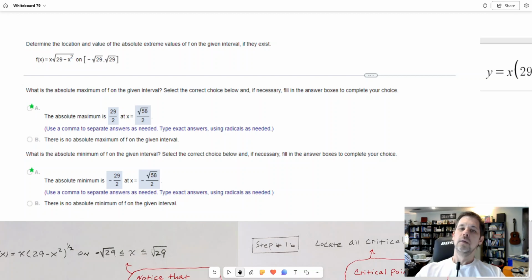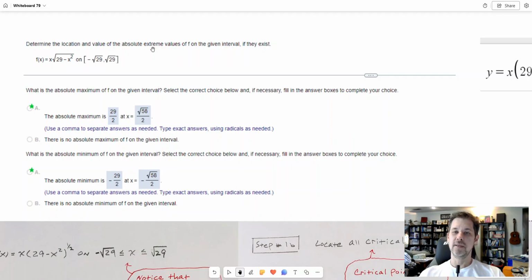Greetings, everybody. So let's look at this problem, which I found from our assignment on my math lab. It says this: considering this function on this interval, find any absolute extrema.